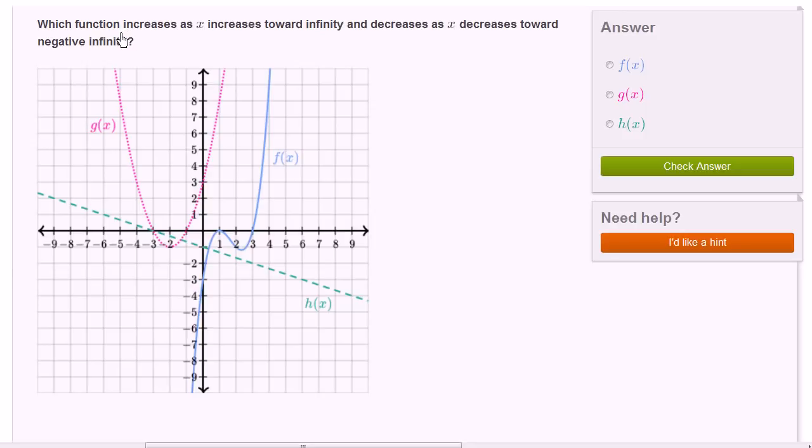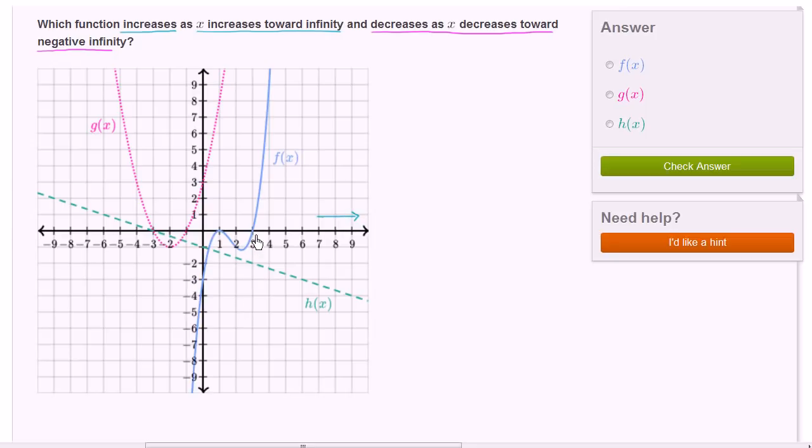Which function increases as x increases toward infinity and decreases as x decreases toward negative infinity? So let's think about each of these constraints. First, which function increases as x increases? So as x increases toward infinity, x is going in that direction.